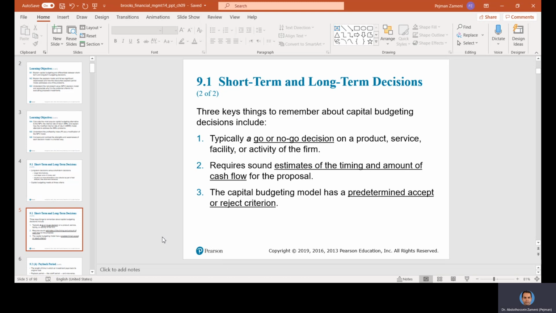Three key things to remember about capital budgeting decisions include: typically a go or no-go decision on a product, service, facility or activity of the firm; it requires sound estimates of the timing and amount of cash flows for the proposal; and the capital budgeting model has a predetermined accept or reject criterion. Later we're going to see each one of these in detail.